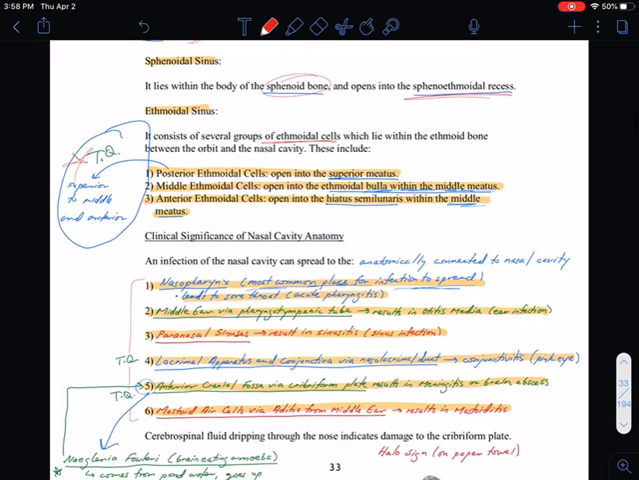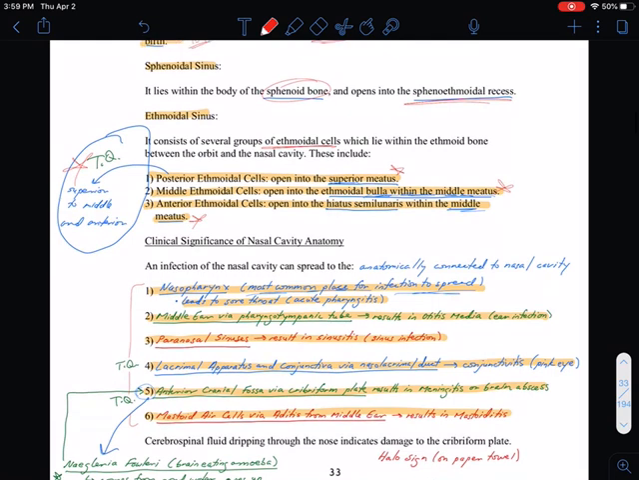Essentially, you just have to be able to understand that your posterior ethmoidal cells open into your superior meatus, your middle ethmoidal cells open into the ethmoidal bulla within the middle meatus, and then your anterior ethmoidal cells open into the hiatus semilunaris, also within the middle meatus. Generally, one of these will be asked as a test question. We've seen it pretty straight up in the past, just as a multiple choice.